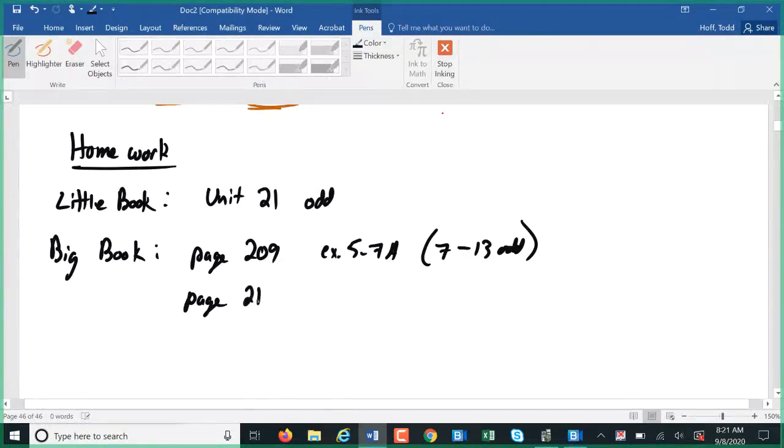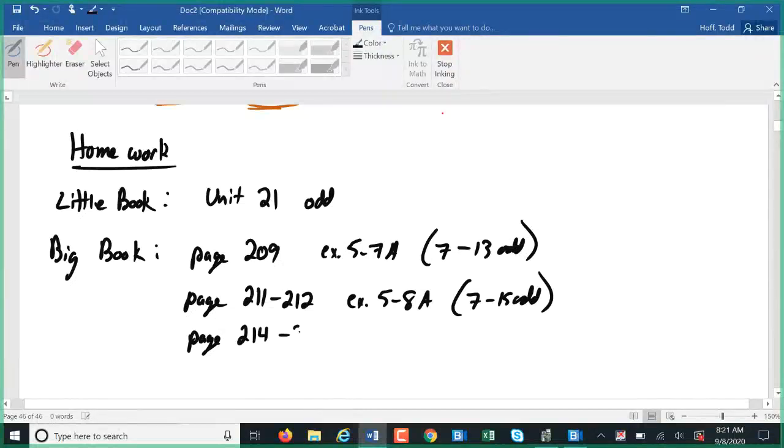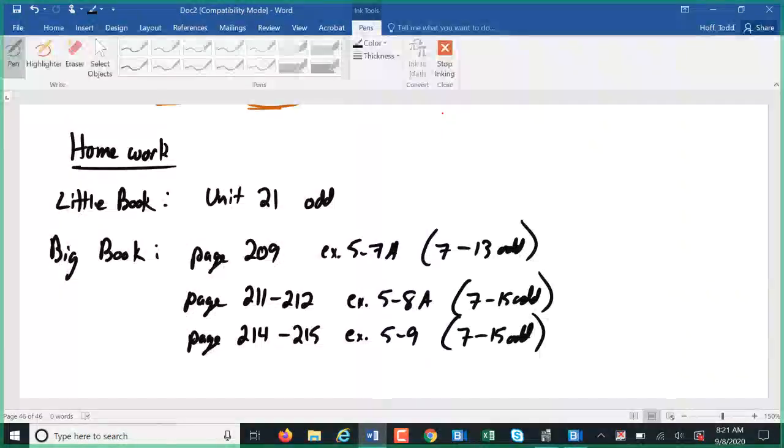Page 211 through 212. This is exercise 5-8A. 7 through 15, the odds. And then the last one, page 214 through 215, exercise 5-9, again, 7 through 15, the odds. So it's only 4 or 5 problems on each of those sections out of the big book, and then the unit out of the little book. Again, make sure you're checking your answers here with percents. It can be kind of tricky.